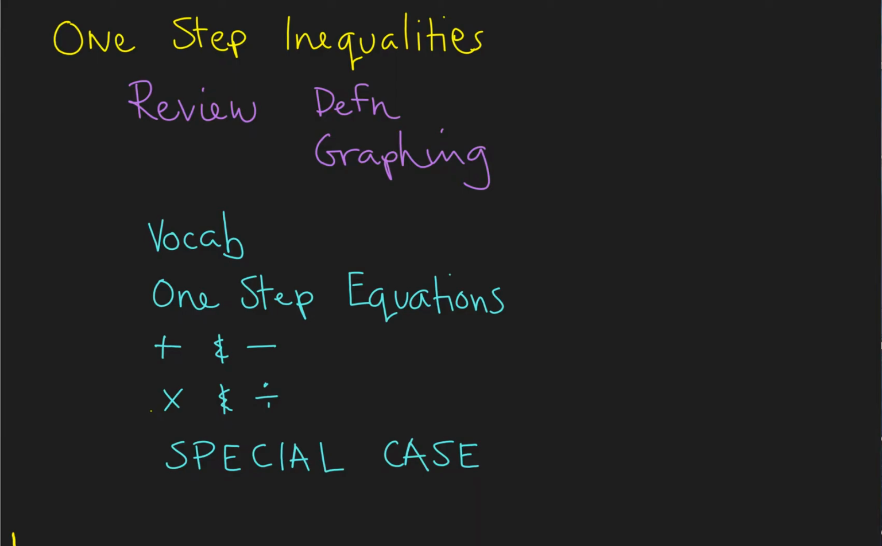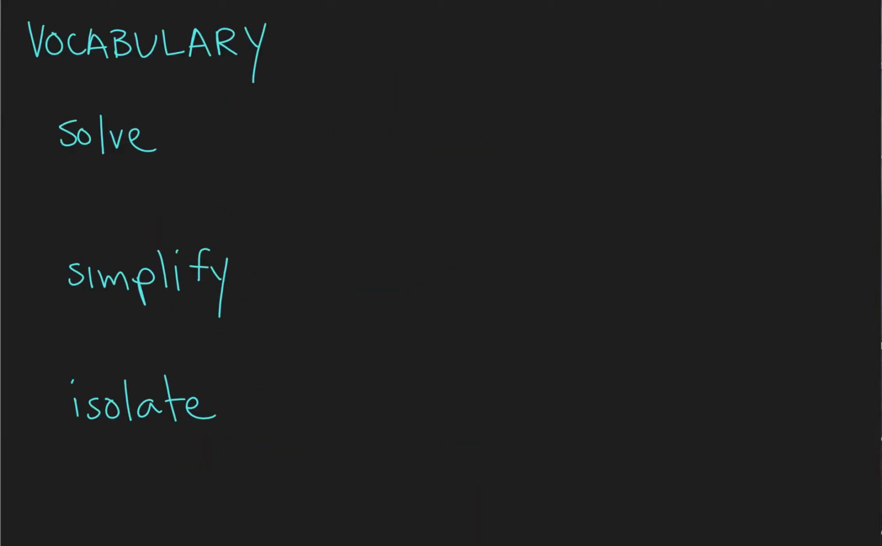In this one, we're going to talk a little bit about vocabulary. We're going to go over and review what we did with one-step equations. Then we're going to talk about how to solve inequalities using plus or minus, multiply, divide, and go over a special case that's going to be important going forward when we're working with inequalities. So first, let's look a little bit at the vocabulary.